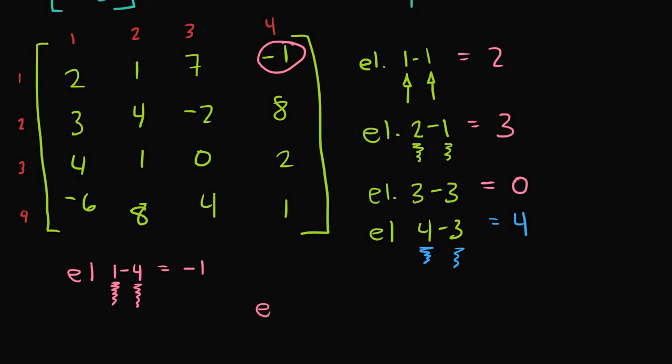And then finally, let's do element 2, 4. Well, this refers to the second row and the fourth column. So the second row and the fourth column is this element right here. It's 8.